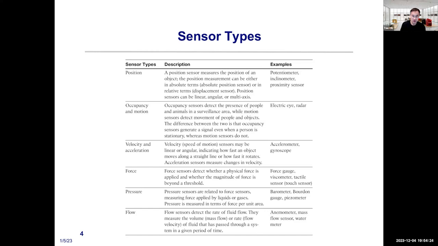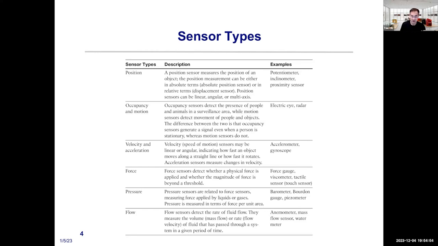Okay. So an occupancy motion sensor detects the presence of people and animals. Sometimes you can use it in surveillance, where the sensor detects any moving objects. Velocity and acceleration indicate how fast the object is moving along a straight line. Usually that's like a policeman detecting a car moving pretty fast.